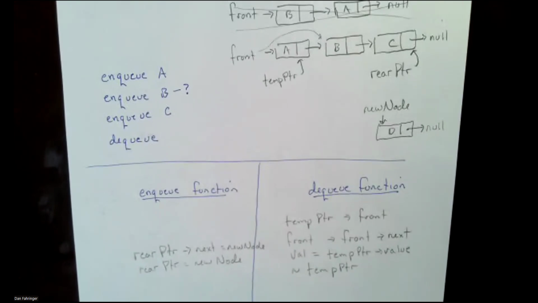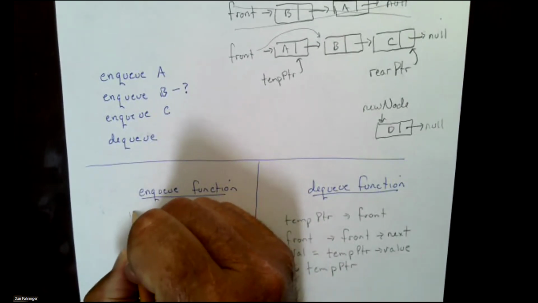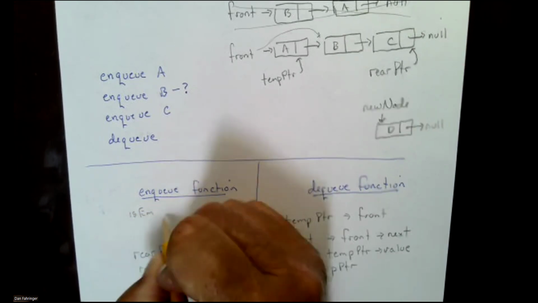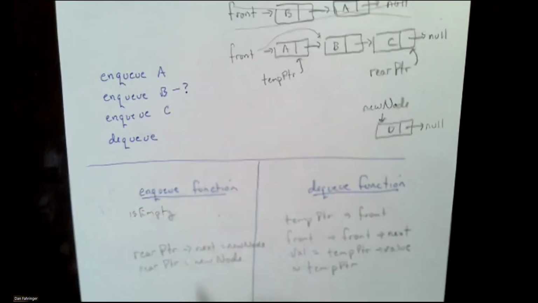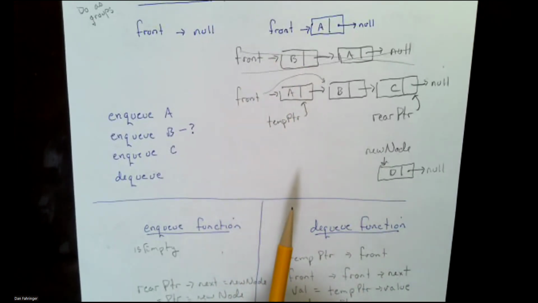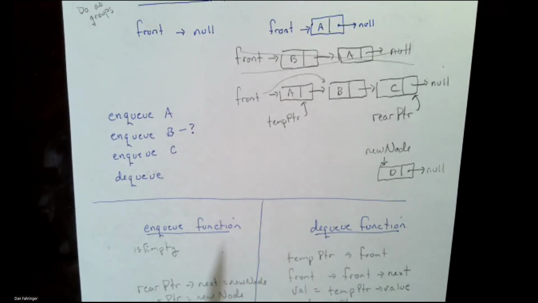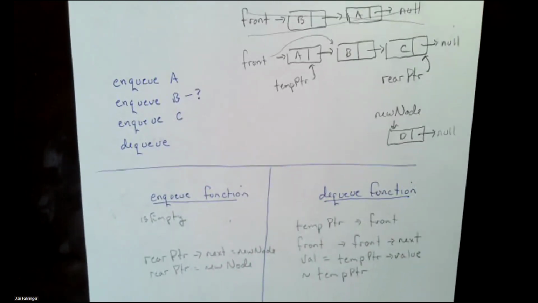Where might there be some more work? What do I have to always keep in mind? Is empty. If it's empty, what do I do? Well, front gets the value of new node, rear pointer gets the value of new node. So I might have a couple of things in there, first dealing with if it's empty.